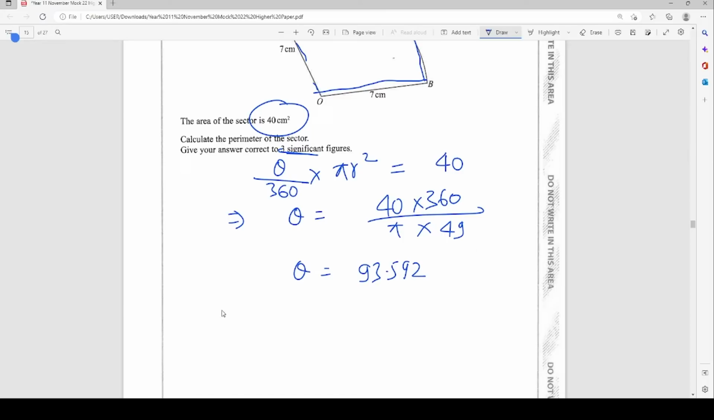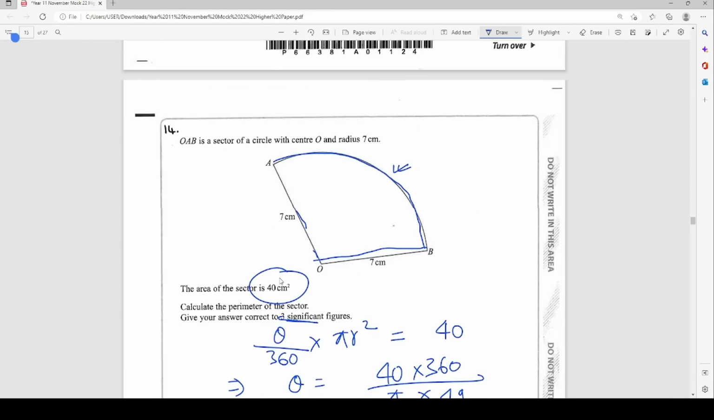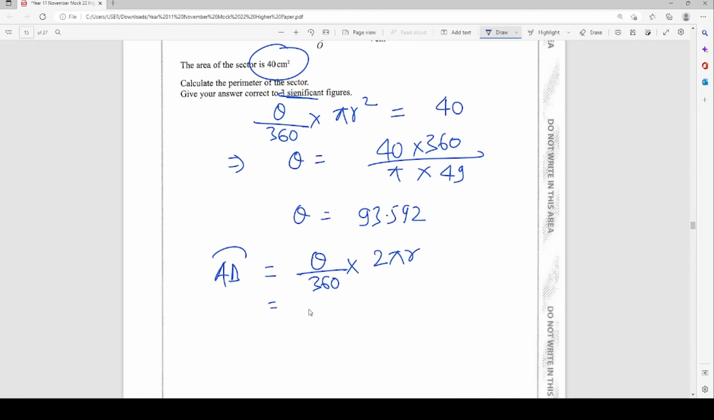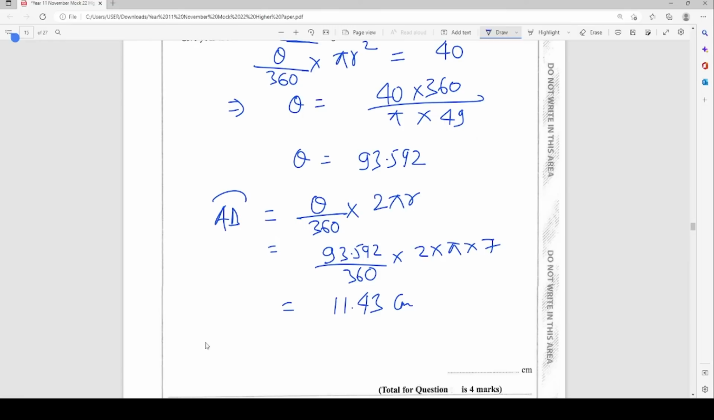Now the arc length. If you see the total circumference of the circle, and I try to find the length of arc AB, the arc length AB would be defined as theta over 360 times 2 pi r. Theta is 93.592 divided by 360 times 2 times pi times 7. So 93 divided by 360 times 2 times 3.14 times 7 came out to be 11.43 centimeter.